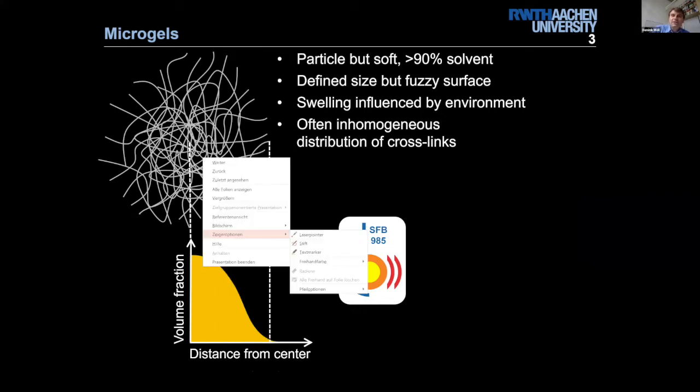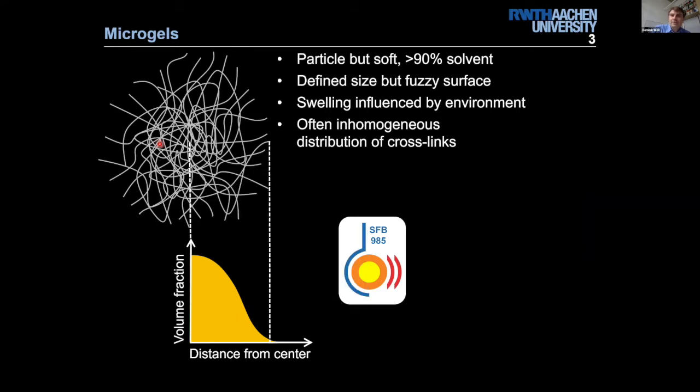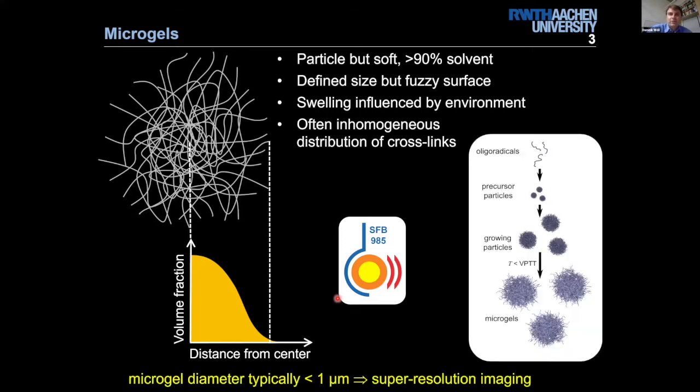It's not only me who does research on microgels here at Aachen University. It's several groups, about 15 to 20 PIs in a big collaborative research center, the so-called SFB 985, which is all about microgels. As I already told you, these microgels have typically diameters below 1 micrometer. And of course, this immediately tells a spectroscopist and microscopist that it is something for super resolution imaging.